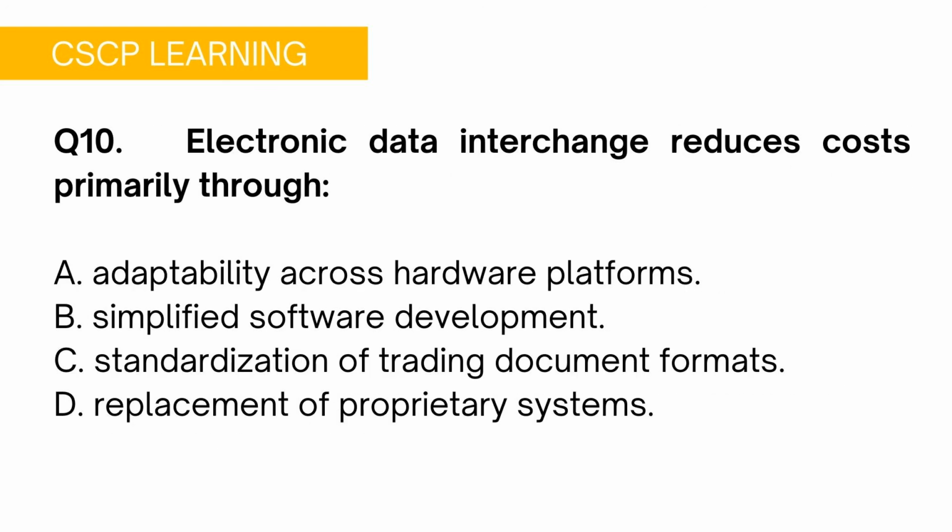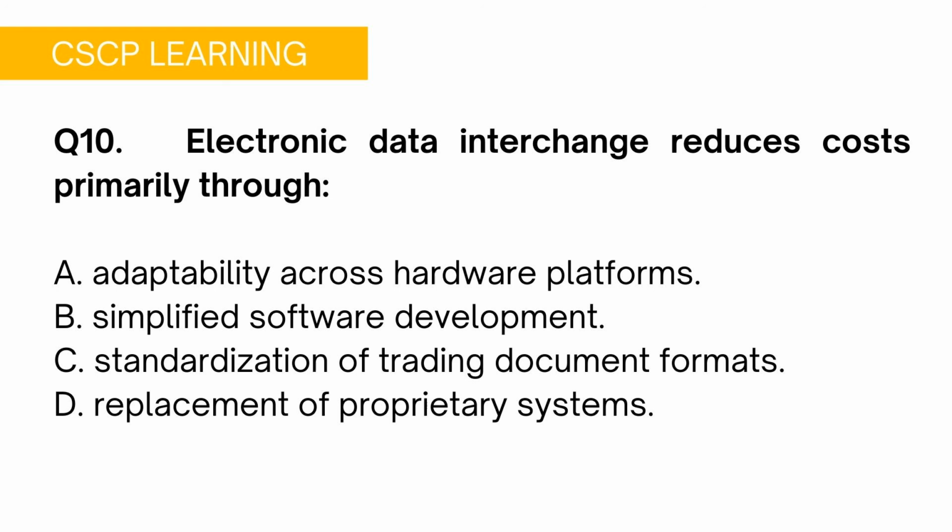Question 10. Electronic data interchange reduces cost primarily through option A, adaptability across hardware platforms. Option B, simplified software development. Option C, standardization of trading document formats. Option D, replacement of proprietary systems. Let me define electronic data interchange, EDI, for you and let you figure out the answer to this question yourself.